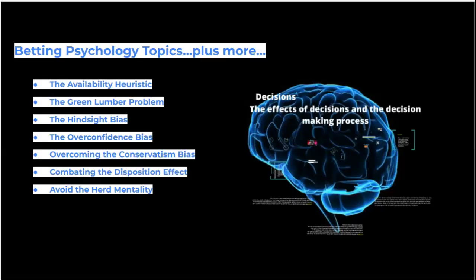And again, guys, those are the first five that I came across. There's some more here that I pulled up and want to talk about. The availability heuristic, the green lumber problem, that's one that's kind of interesting. The hindsight bias, the overconfidence bias, overcoming conservatism bias, combating the disposition effect, and avoid the herd mentality. And all of those are good.